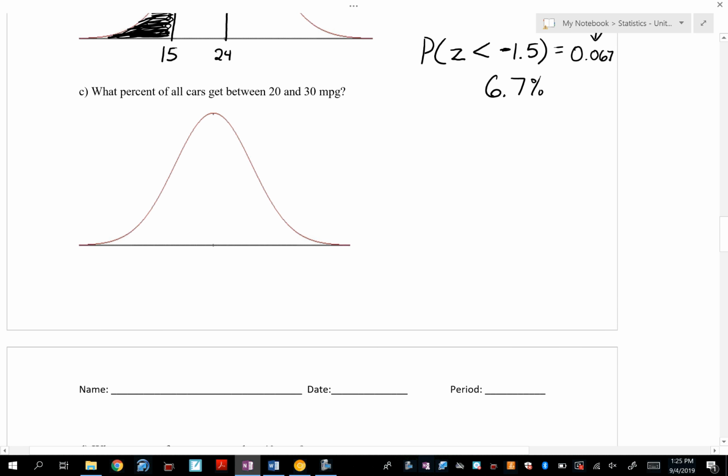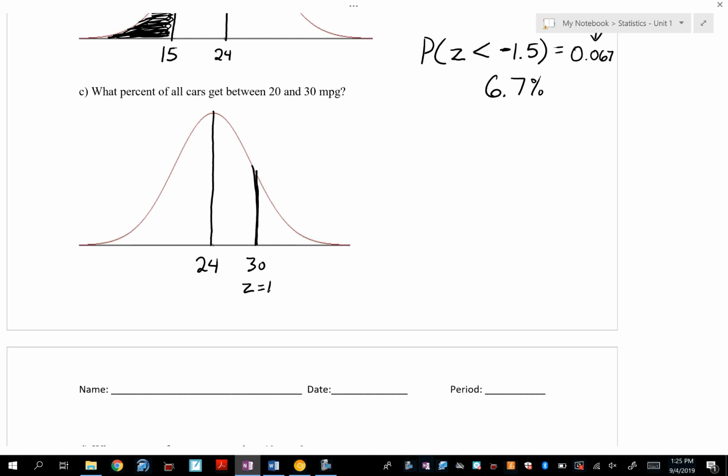All right, what percent of all cars get between 20 and 30 miles per gallon? Again, what is right in the middle? 24. So 30 is actually exactly 1 standard deviation above the mean. So I don't actually need to calculate that z-score. I know that has a z-score of 1, right? Because 30 minus 24 over 6 is 1. If you don't understand that yet, that's okay. We'll do the work. But I already know that that's exactly 1 standard deviation above the mean.